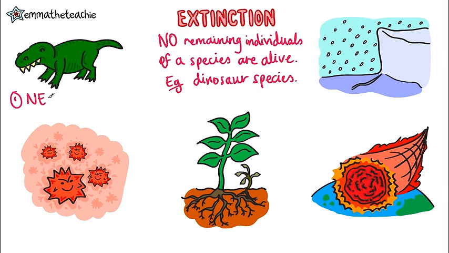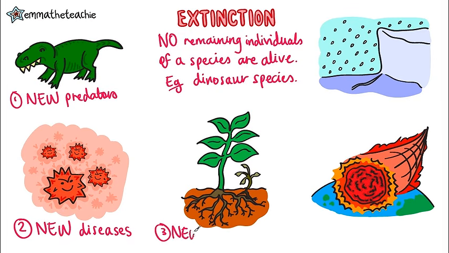First of all is the introduction of new predators. If a new species of predator appears, it can quickly cause the extinction of its prey species. This happened when humans introduced predators on the island of dodos. Secondly, introducing new diseases can quickly cause extinction if the species has no immunity to it.